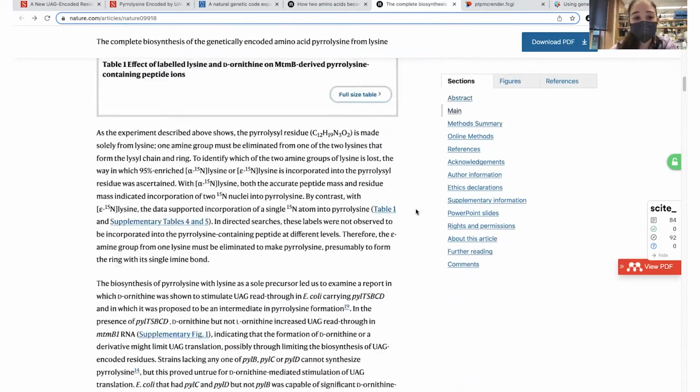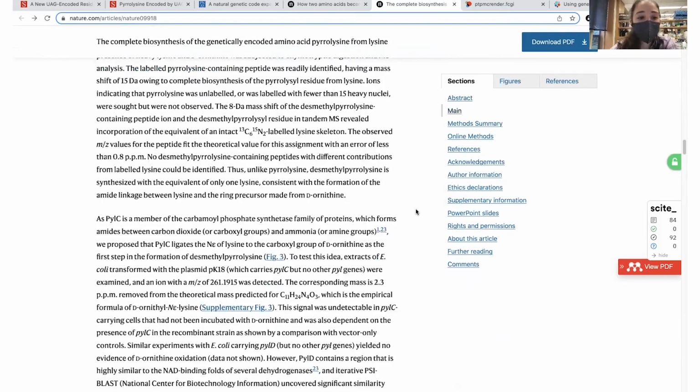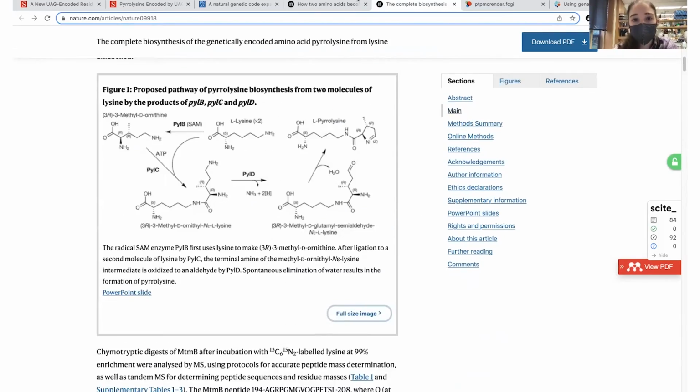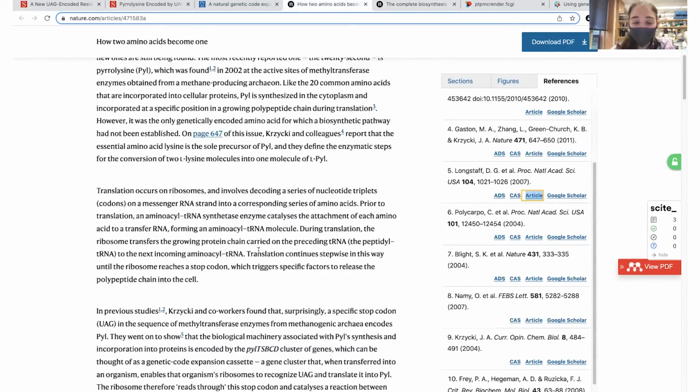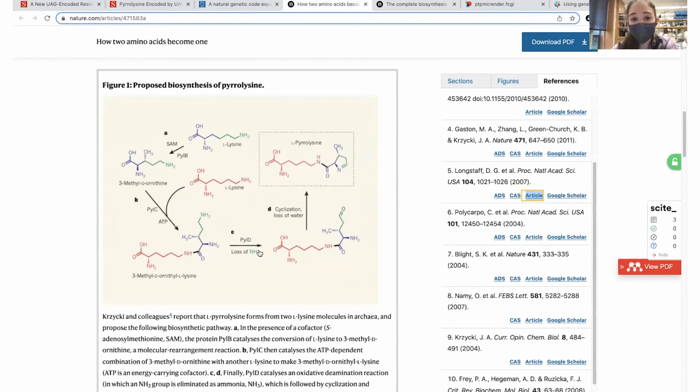So the actual article is here. And then there's also a good editorial summary type thing explaining it, as well as the work leading up to it. But basically they used isotopic labeling to label the lysine.